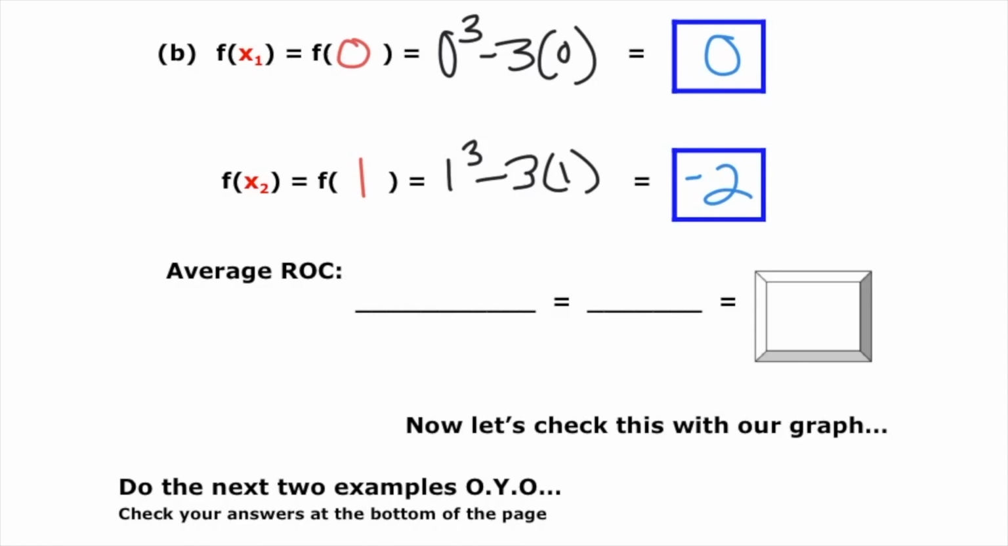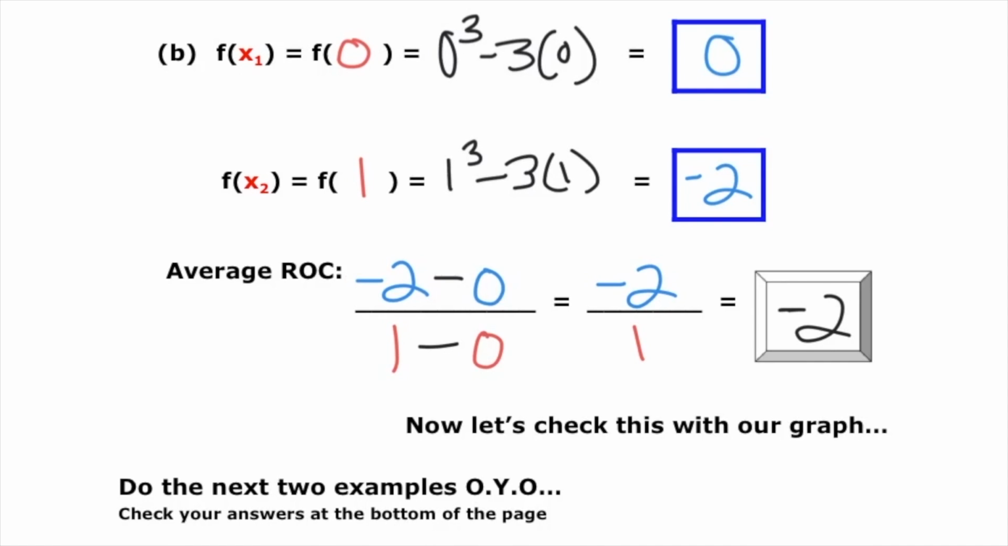So as we plug in our values, we're going to take -2 minus 0 in the numerator. And in the denominator, our x values subtracted. So that's 1 minus 0. And that math comes out to be -2 over 1, or in this case, our average rate of change, or our slope between these 2 points, is -2.